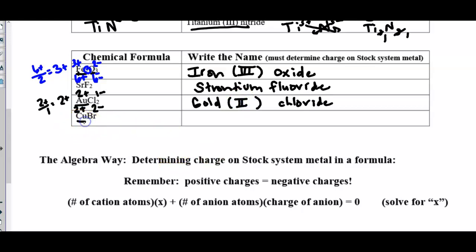Now copper here is a stock system metal, so I'm going to write copper. I'm going to leave parentheses, and then bromine is going to become bromide, like we've done before. Now I have to figure out what the charge on copper is. Bromine is always -1, and there's 1 of them, so I have a total of 1 negative charge, which means I need a total of 1 positive charge. There's only 1 copper atom. So +1 divided by 1, copper 1 bromide.